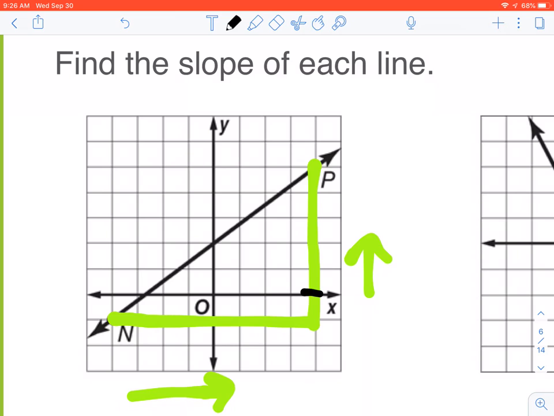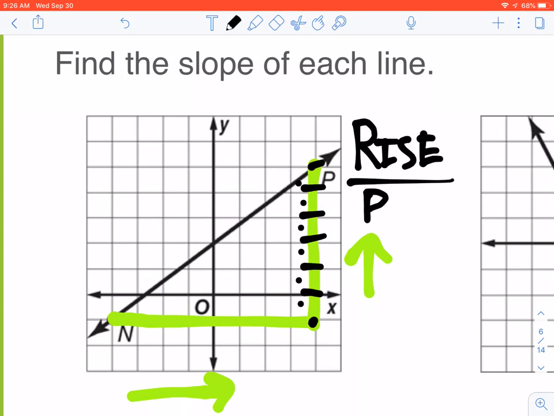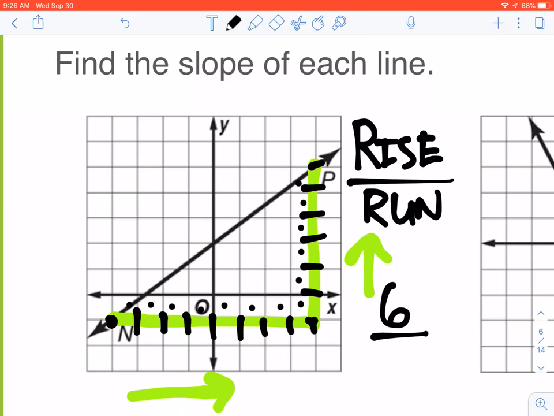So starting at 0, 1, 2, 3, 4, 5, 6. Or we can count the boxes, 1, 2, 3, 4, 5, 6. Okay, so if we're doing rise over run, my rise is 6, and for my run we'll count the boxes, 1, 2, 3, 4, 5, 6, 7, 8. Or you can count the lines, 1, 2, 3, 4, 5, 6, 7, 8. So 6/8, which we would reduce to 3/4.